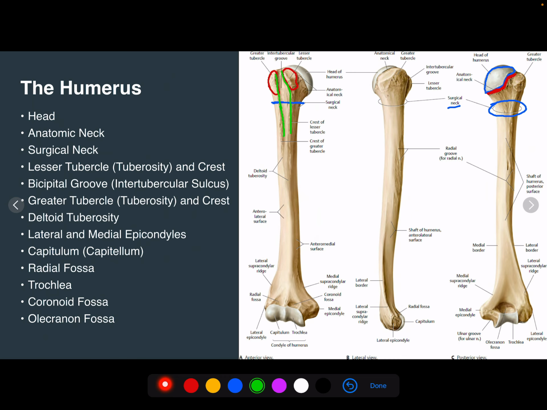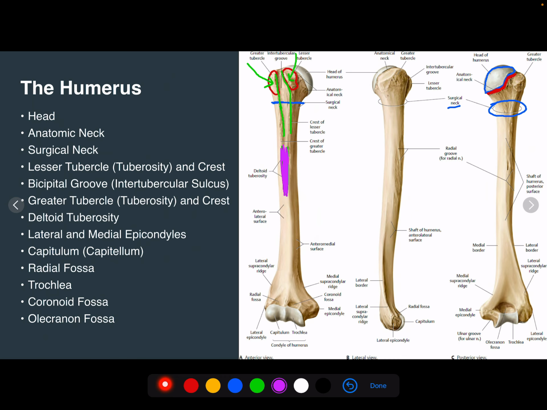Okay, we have certain muscle attachments at the lesser tubercle. Supraspinatus is going to attach there, and then the rest of our rotator cuff muscles are going to attach onto that greater tubercle. Moving down, we can see our deltoid tuberosity here. It's going to be this rougher area on the lateral shaft of the humerus, and we get deltoid attachment in that area.